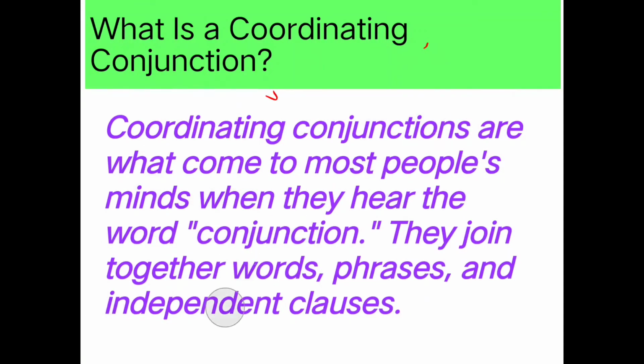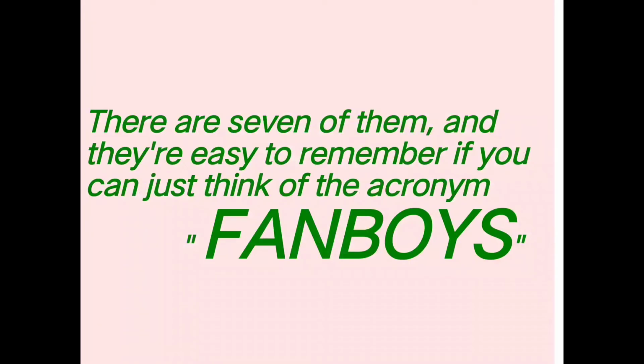So let's have a look once again at what a coordinate conjunction is. Coordinate conjunctions are what come to people's mind when they hear the word conjunction. They join together words, phrases and independent clauses. Now see it more clearly. Now we have to learn in detail what coordinate conjunctions are. Here on your screen you can see coordinate conjunctions, and there are 7 of them, and they are easy to remember if you think of this acronym.